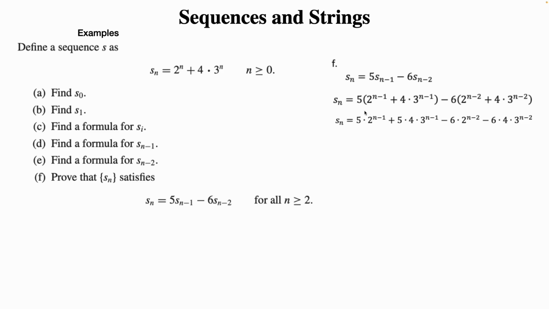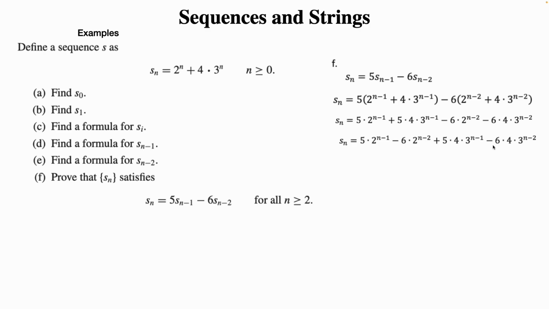Now what I'm going to do is distribute 5 through these parentheses. So I have 5 times 2 to the n minus 1 plus 5 times 4 times 3 to the n minus 1. And at the same time, we're going to distribute this negative 6 through here. So we're going to have negative 6 times 2 to the n minus 2 plus negative 6 times 4 times 3 to the n minus 2.